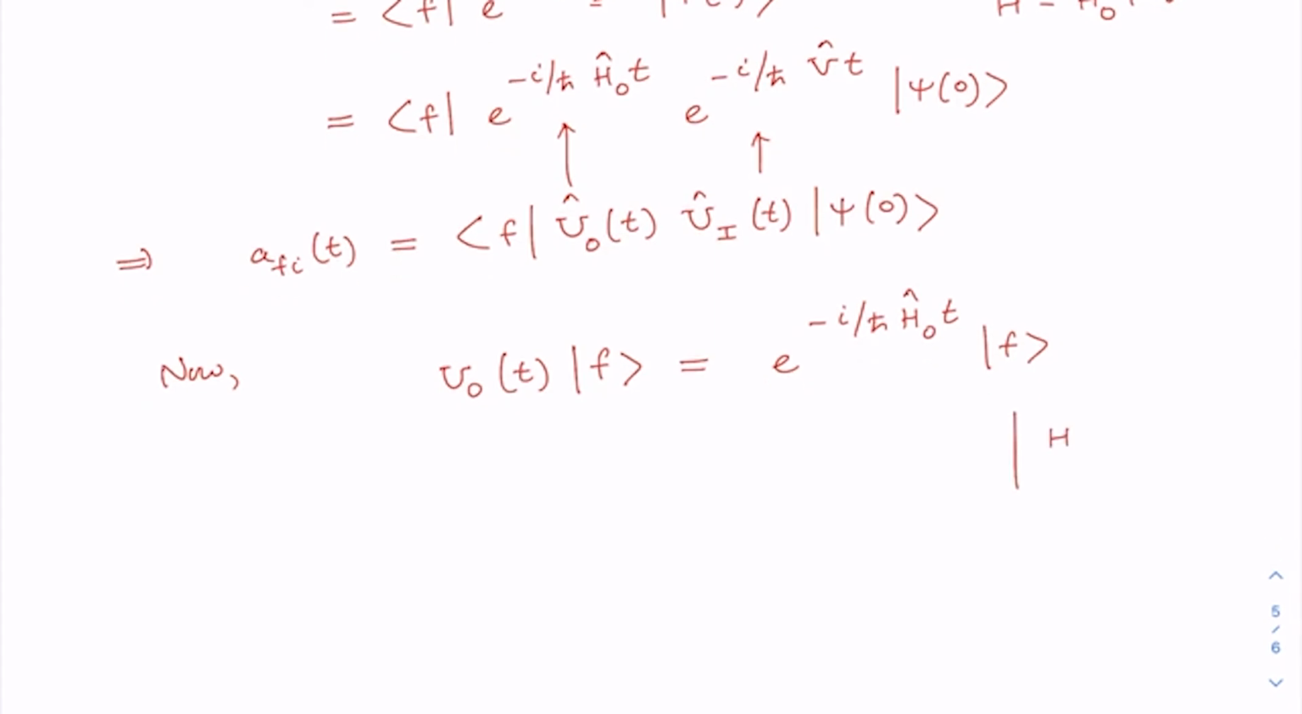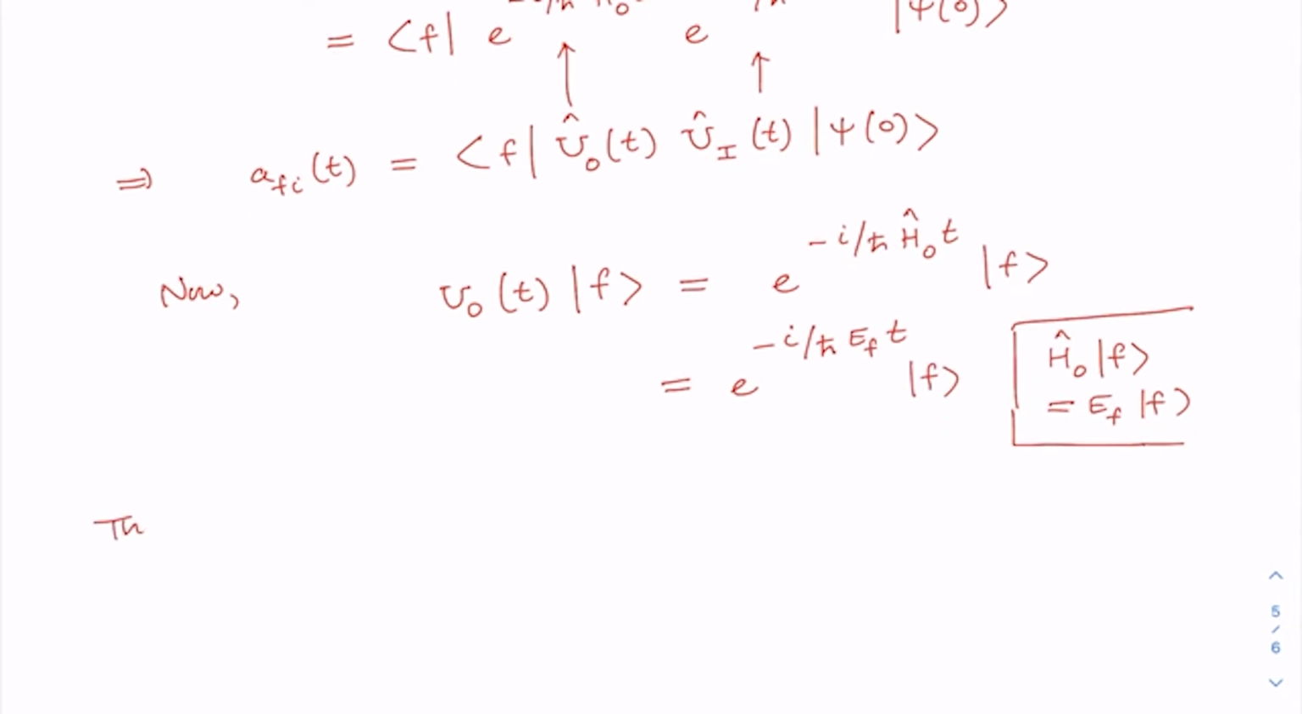We know that when this eigenvalue equation, the H0 operator, operates on the state vector f, we get the energy E_f corresponding to the state vector f. So this is basically an eigenstate. Using this from basic quantum mechanics, we know that I can write it as e to the power minus i by h cross E_f t, ket f.